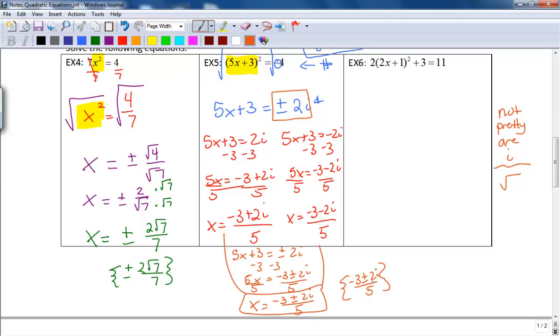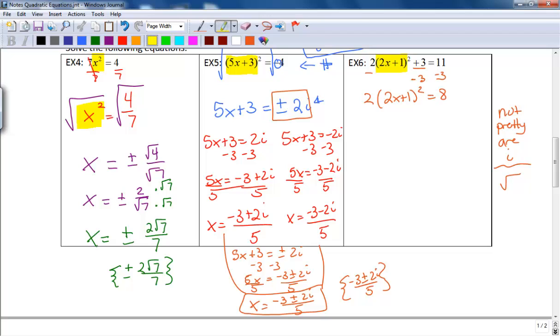2 times 2x plus 1 squared plus 3 equals 11. First question I ask myself, am I isolated? Nope, I'm sure not. I'm squaring 2x plus 1, but I'm currently adding 3 to it and multiplying it by 2. So I need to isolate it first. Let's subtract off the 3 to isolate it. I get 2 times 2x plus 1 quantity squared is equal to 8.